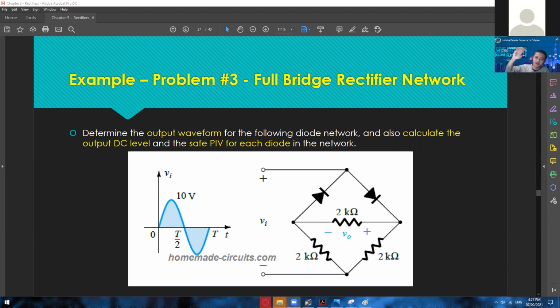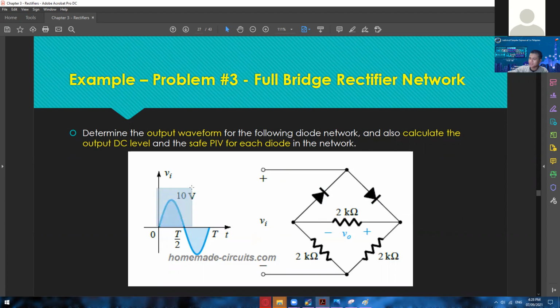Okay, what about the others? Is there anyone here saying that the result is full wave? Ayun. So lahat kayo half wave. So lahat din kayo mali. Okay, so I think it's super obvious.